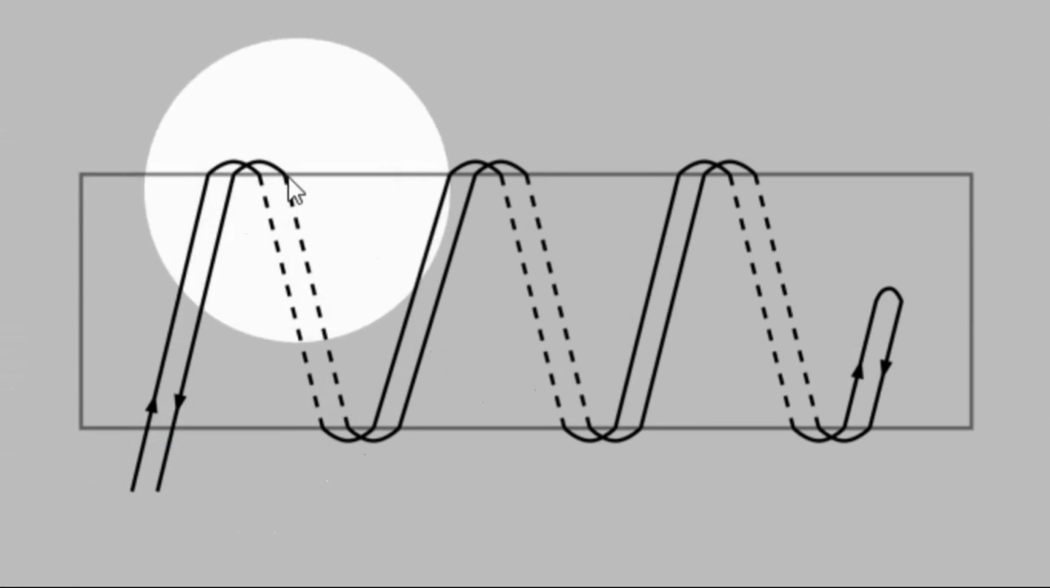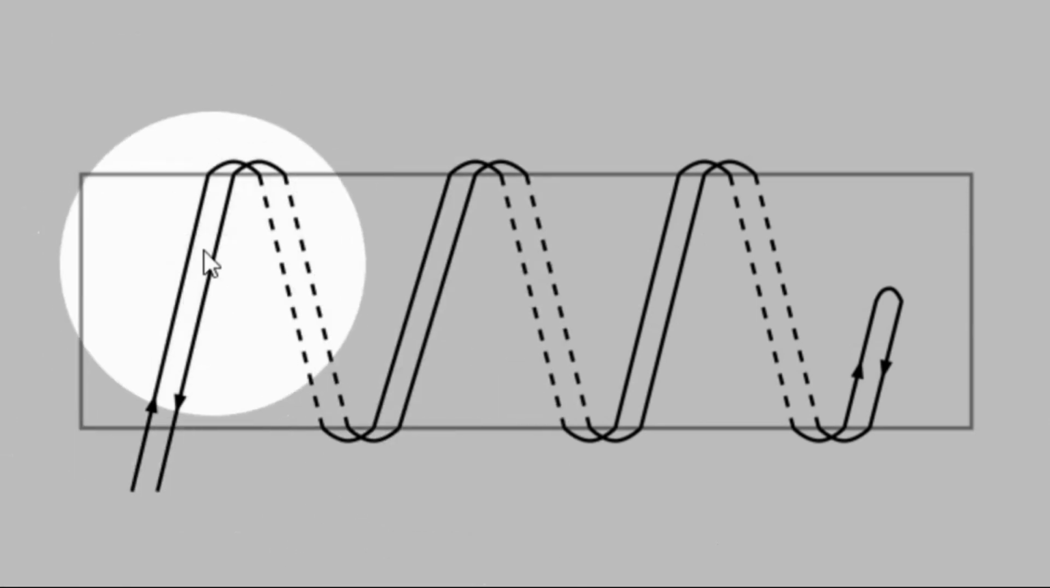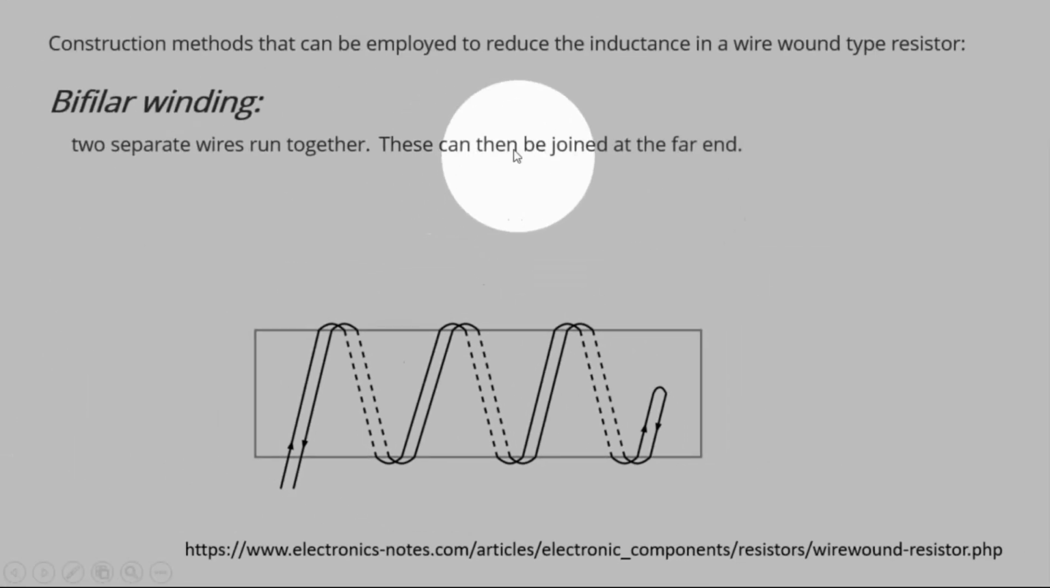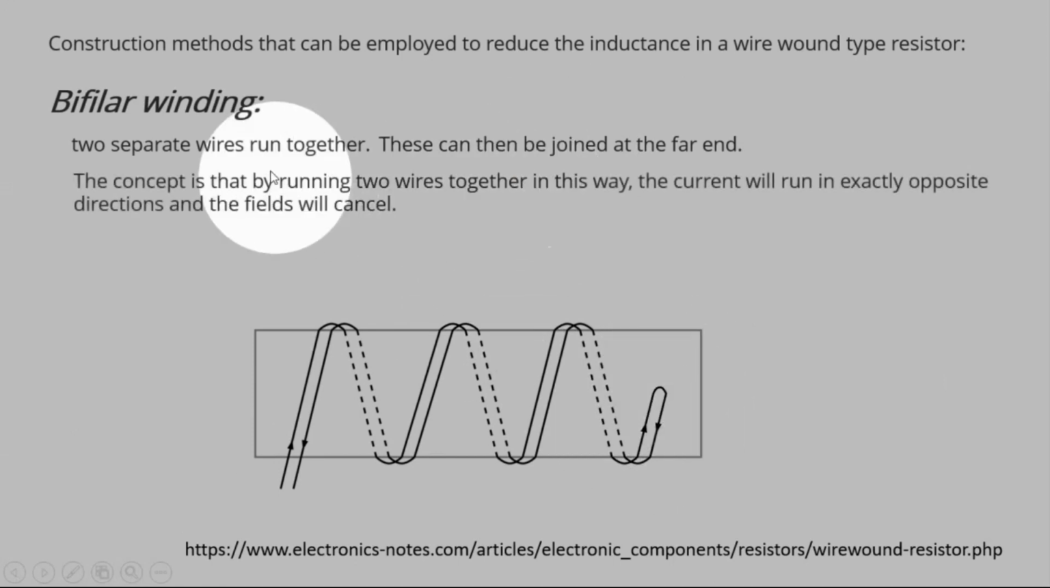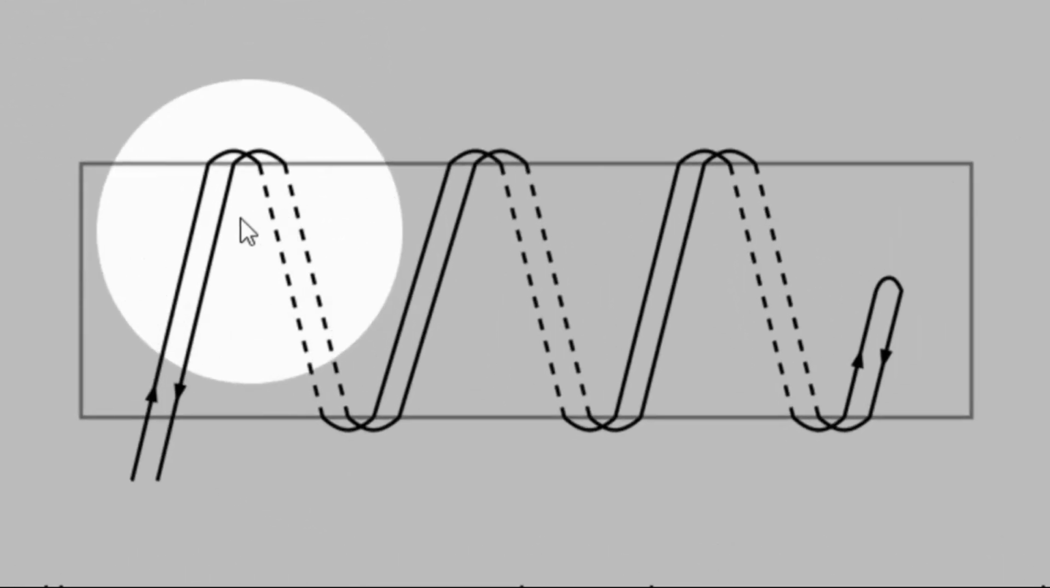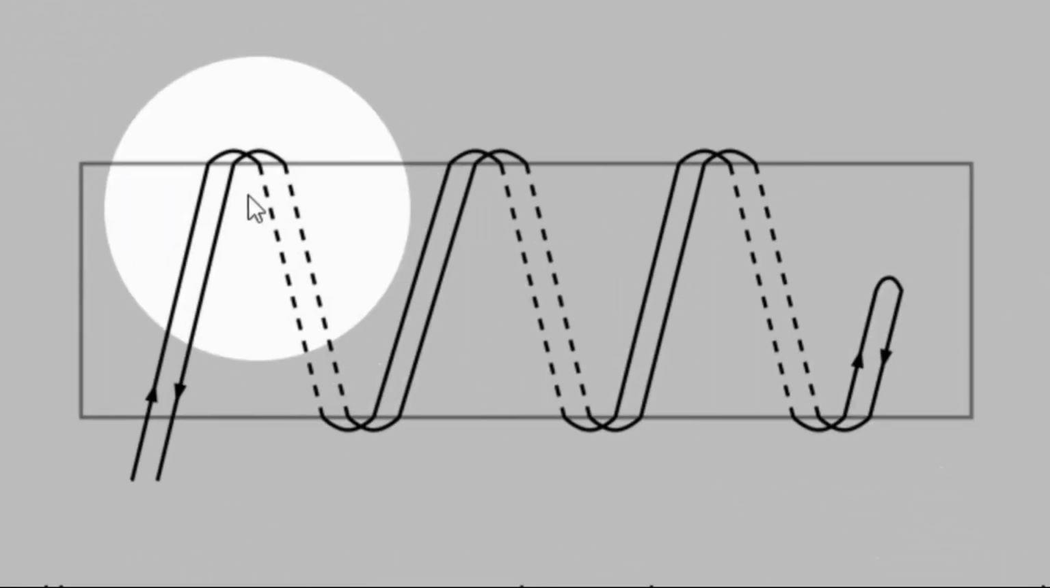You see here in this figure, there are two wires, and they are joined at the far end. The concept is that by running these two wires in this way, you'll notice the arrow, the current will run in this direction, and the other one will run in the opposite direction.